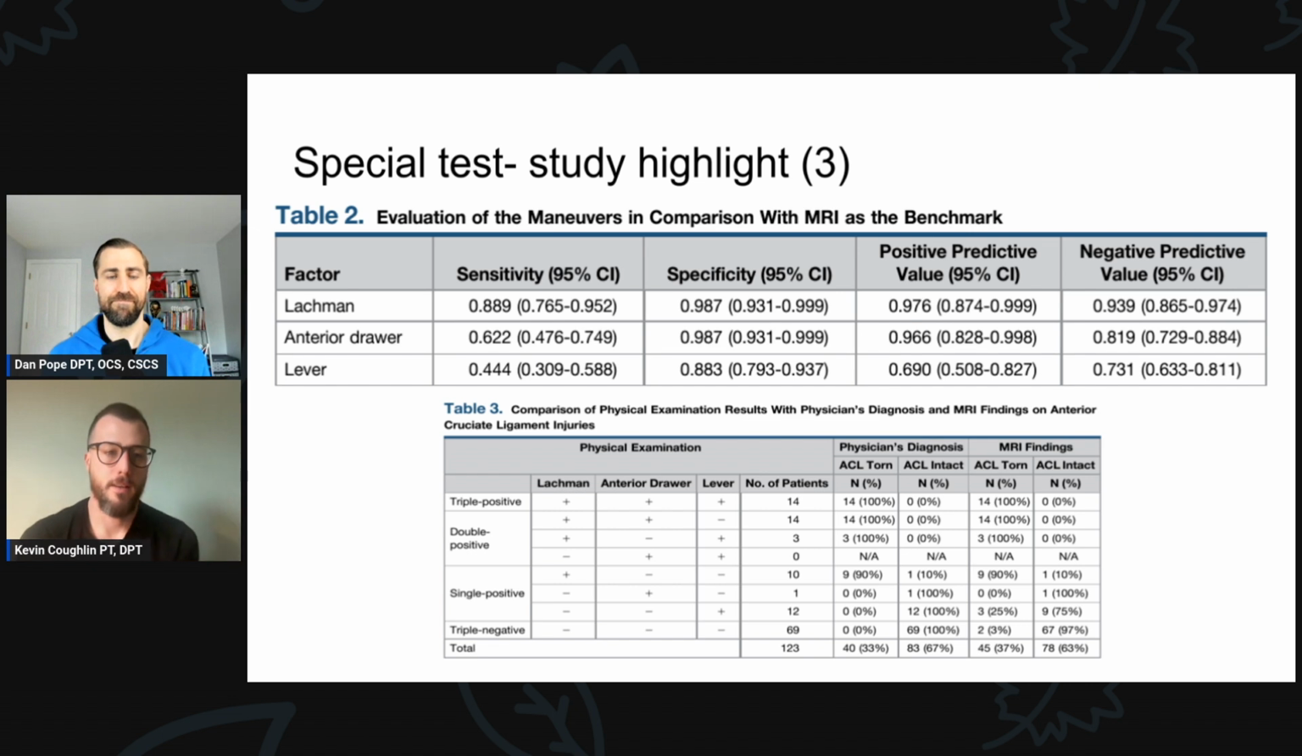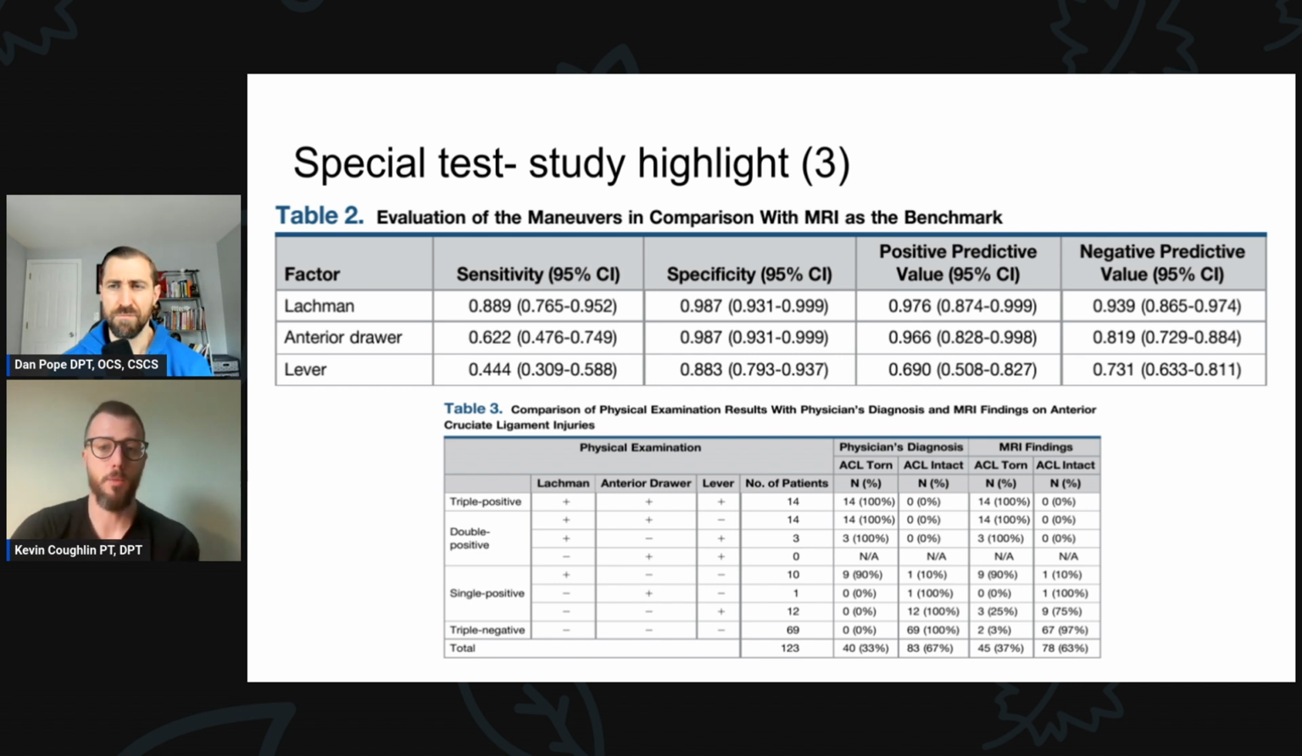Okay, so looking here, we have a couple tables that I took from this study. And I think if you have time to pull up the video and look at these, I think it's really helpful to see or pull up the study. It's reference number 3 in the show notes. So definitely worth looking at, I think. But what they're looking at, and they're comparing these tests to the benchmark in this study, which was MRI. And for the Lachman, the anterior drawer, and the lever, they reported on sensitivities and specificities. And then they went ahead and they gave you a positive predictive value and a negative predictive value.